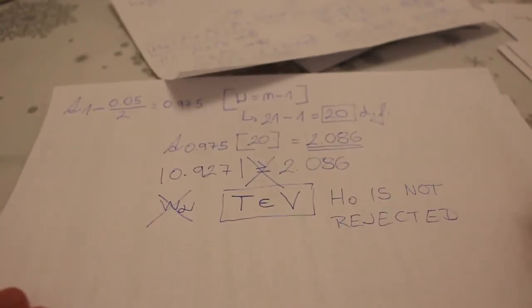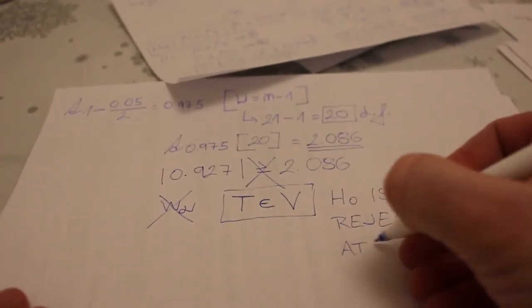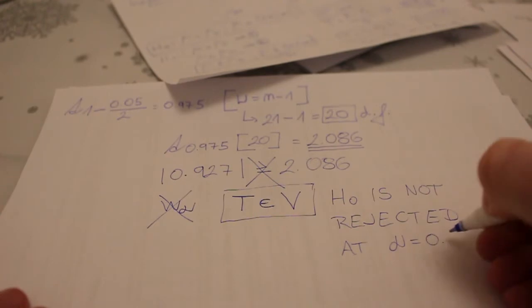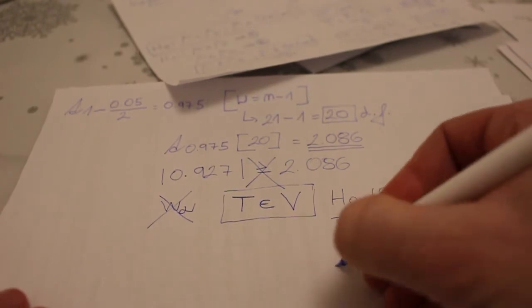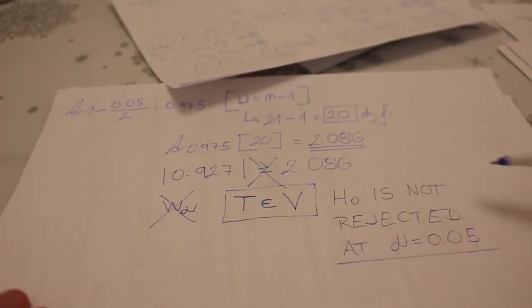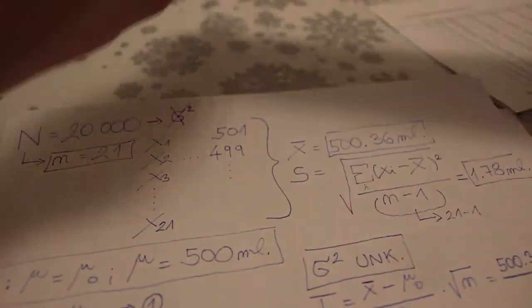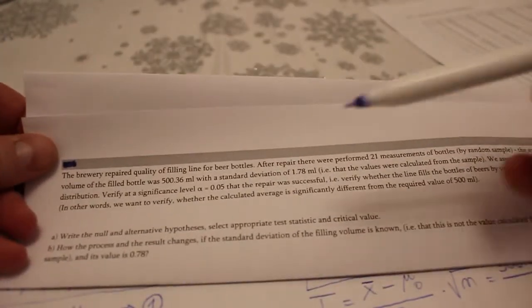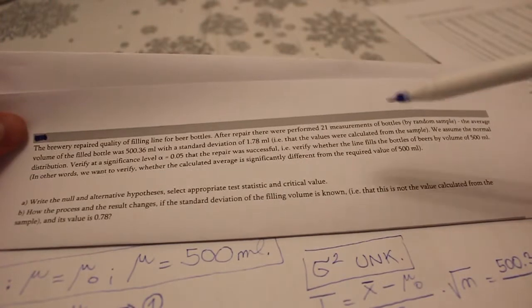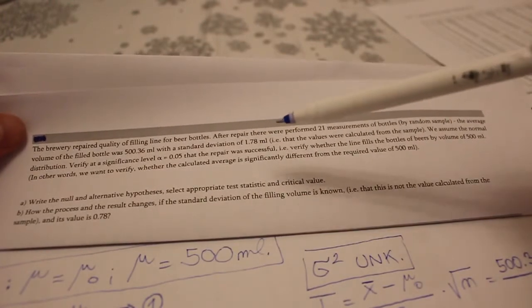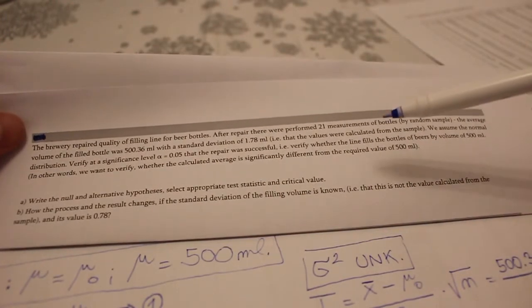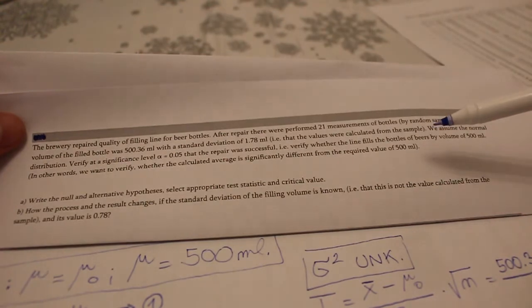H0 is not rejected at 5% significance level. Yes, the null hypothesis is not rejected at a 5% significance level. What does it mean? It means that the repair of the filling line was successful. It means that the average is equal to 1/2 of a liter of beer.